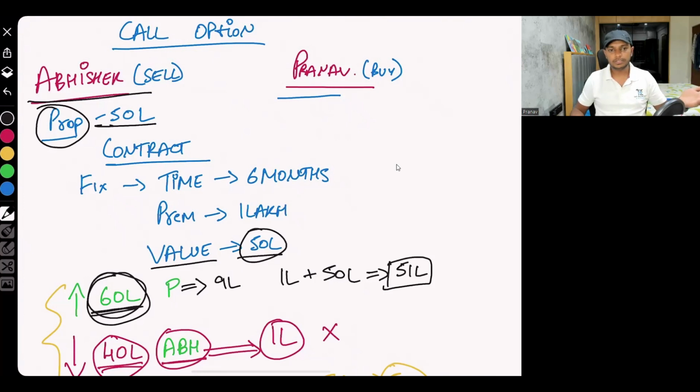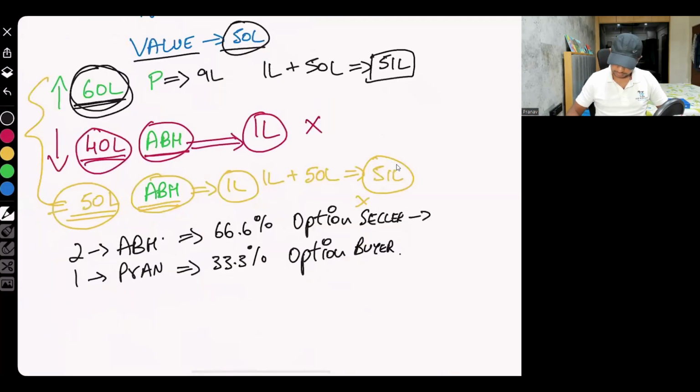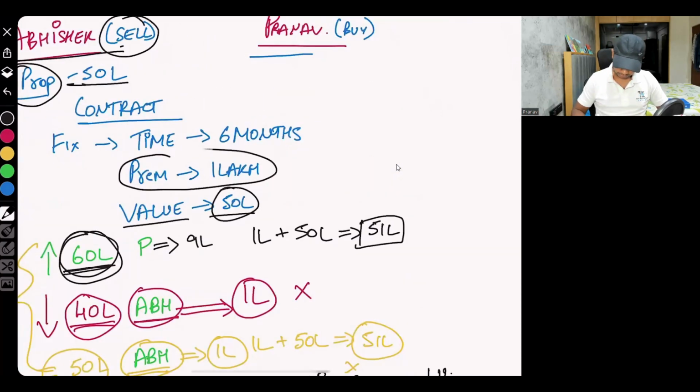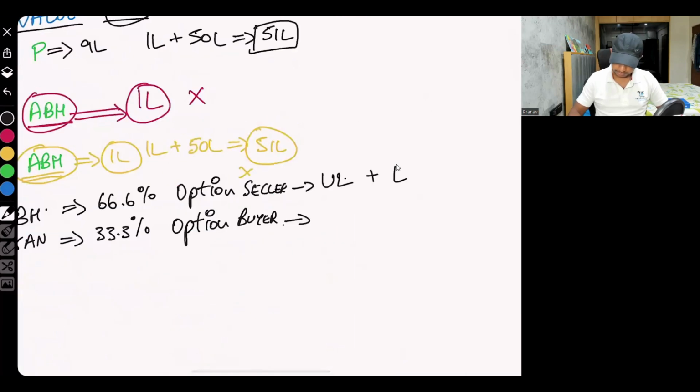We never know. So the value of the property could have gone any higher. We do not know how much. So in this case, Abhishek is the person who's taking an unlimited loss potential. So as an option seller, he has an unlimited loss potential. Whereas the maximum profit an option seller can make is to the extent he receives the premium, right? So the premium he received at the start was 1 lakh rupees. So the highest profit he could have made is limited. So unlimited loss and limited profit for an option seller.